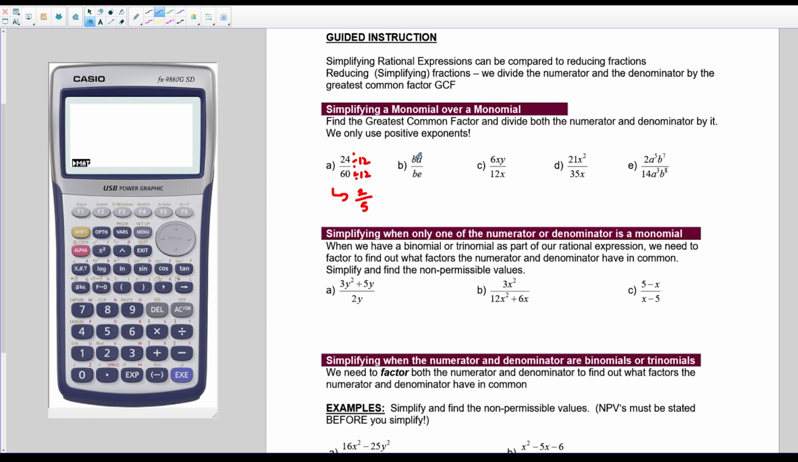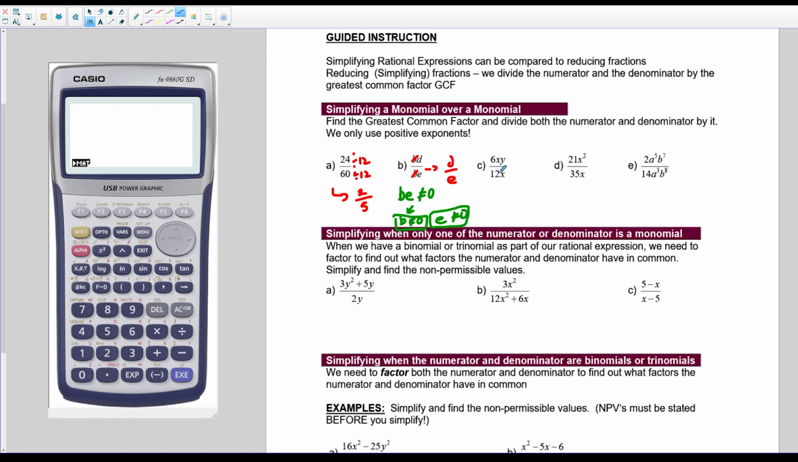For the second example, we notice that we have BD over BE. We have the same factor on the top and the bottom. But before we do that, let's go ahead and write down our NPVs. So we see the bottom here, we have BE cannot equal 0. So that means we have two situations, B cannot equal 0 and E cannot equal 0. So we've got two NPVs here. And once we have those down, we can go ahead and get rid of our common factors, B on the top, B on the bottom. So that means that my final answer is D over E, with my NPVs of B cannot equal 0 and E cannot equal 0.